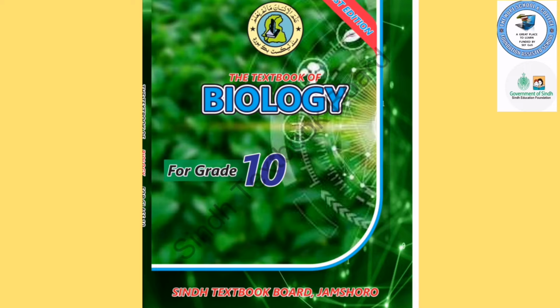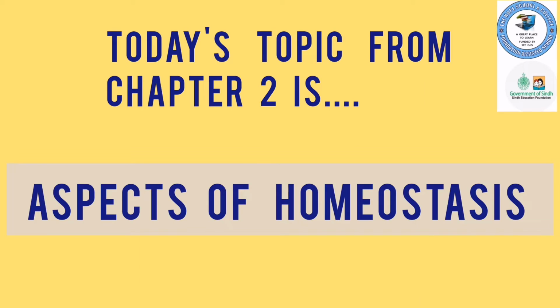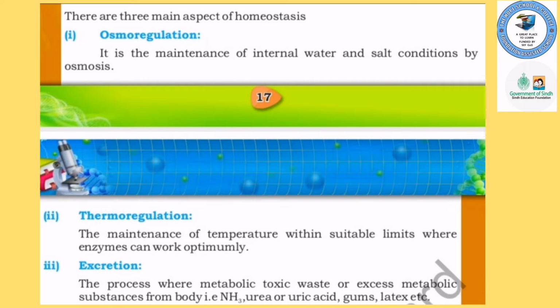I am here, the teacher of biology of class 10th. Today's topic is aspects of homeostasis that we are going to discuss. There are three main aspects of homeostasis, that is osmoregulation, thermoregulation, and excretion, as you see in the book page.